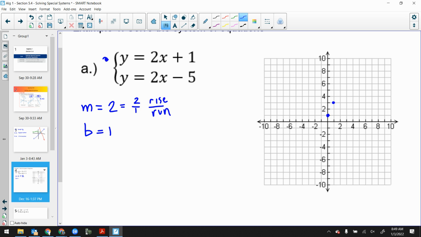Keep it going. Up 2, right 1. Why do I know I'm going up right? Slope is positive. Right? Up right is positive. Or I could go down left because negative divided by a negative is a positive as well. There's my blue line. There's my top line.